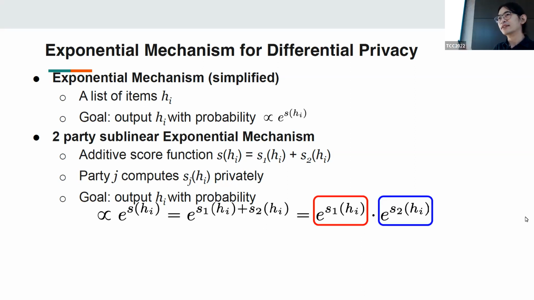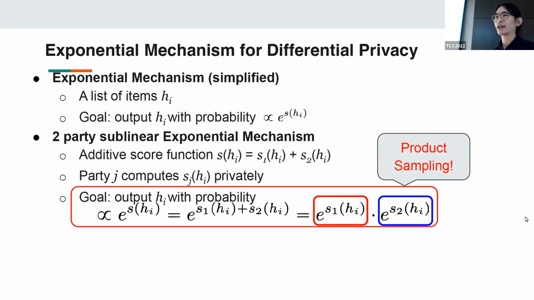So now, did you see something? This part is exactly two terms. They are multiplied together. One term can be computed by one of the parties. This is our product sampling, right? So basically, just plug our product sampling protocol here. You should be able to get the exactly same sublinear exponential mechanism for two parties.